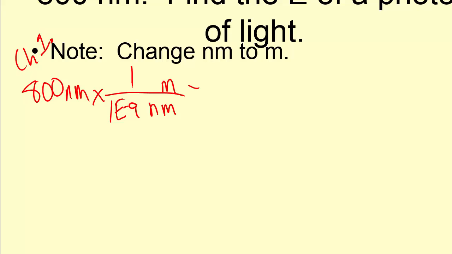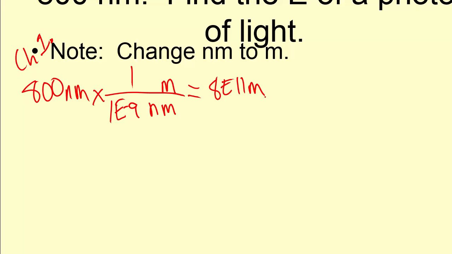So 800 times 1e negative 9. I just use a calculator. And that is 8e negative 7 meters. Okay, so that's my wavelength.